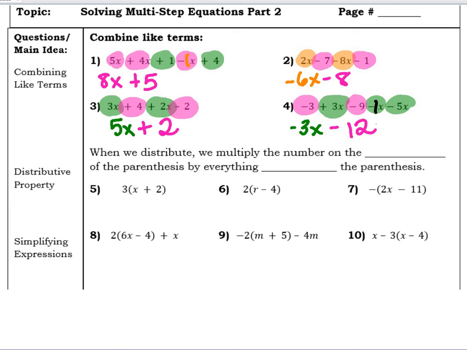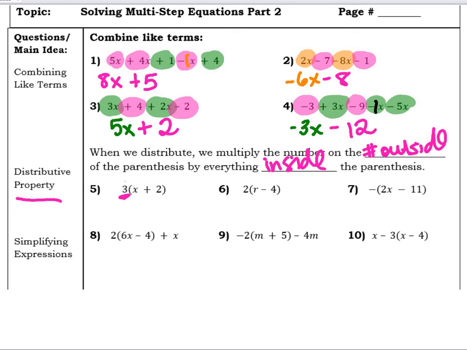All right, so the other thing we might have to do is distribute, using what we call the distributive property. So when we distribute, we're going to multiply the number on the outside of the parentheses by everything inside the parentheses. What I mean is, we're going to take the number on the outside, this 3, and multiply by everything inside.